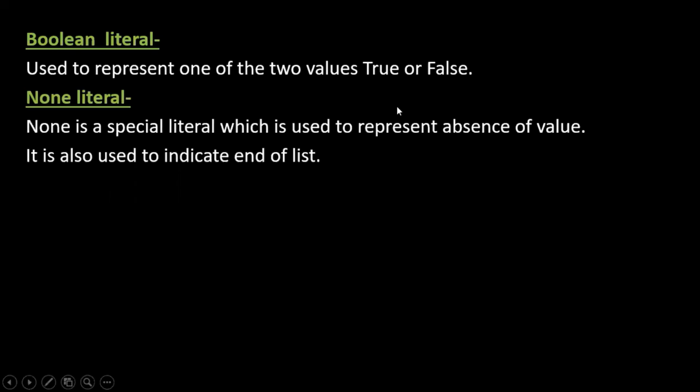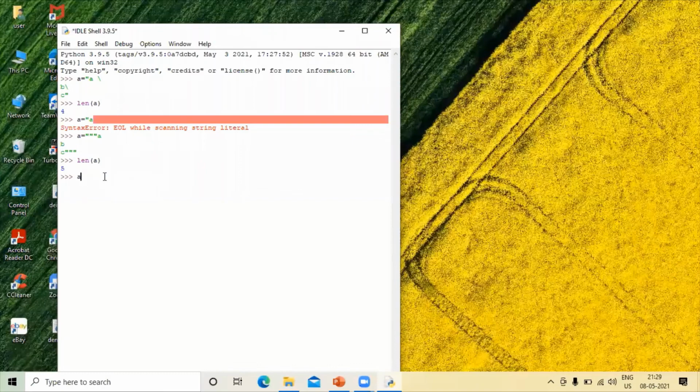Now the next one is None literal. None is a special literal which is used to represent absence of value, which means there is no information present, and it is also used to indicate end of list. Let's discuss this on IDLE. Let's say I have this variable in which I am storing None. Now if I print A, it will not give me anything, because it means absence of value. But if I write this, it gives me the value. But when I say None, it gives me the same variable, because None means absence of value.